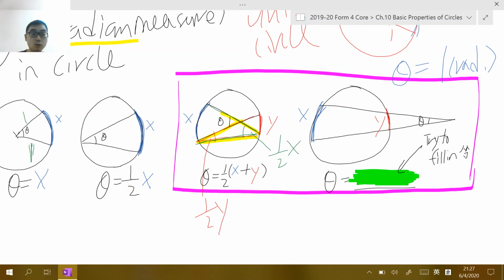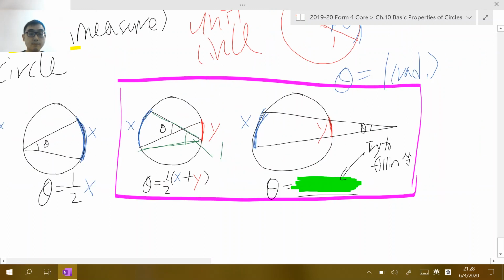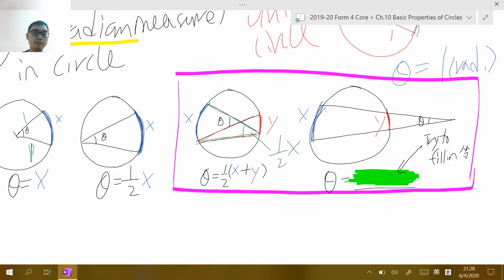So I just want to show you the original figure once again. I'm just showing you the proof, but originally the figure should be in this way. So we say theta should be 1/2(x plus y) in radian measure. And now the proof, I just want to show you once again by redoing it, to let you see it should be like this. Okay, so this is the exterior angle of the triangle, so you get theta becomes this.